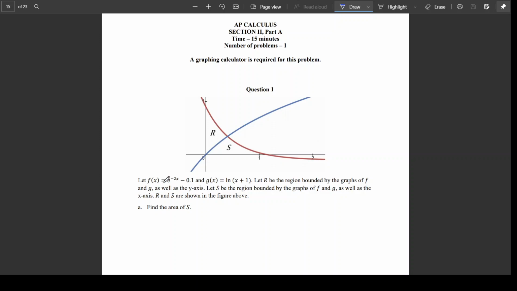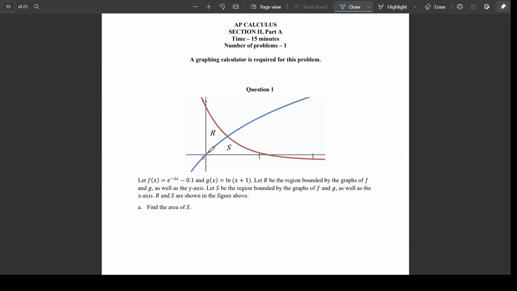Let f of x equal e to the negative 2x minus 0.1 and g of x equal ln x plus 1. Let R be the region bounded by the graphs of f and g and the y-axis. Let S be the region bounded by the graphs of f and g and the x-axis. R and S are shown in the figure above. In part A, we're asked to find the area of S. But before that, we have a couple of preliminary things we need to do.